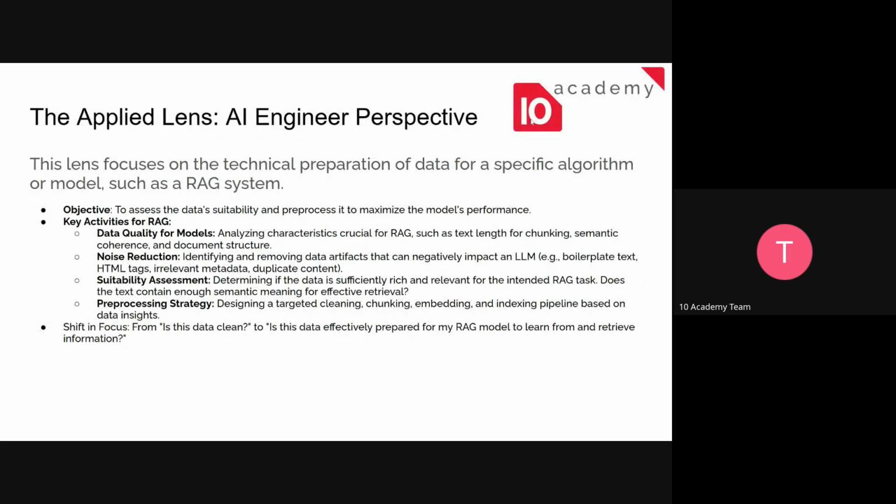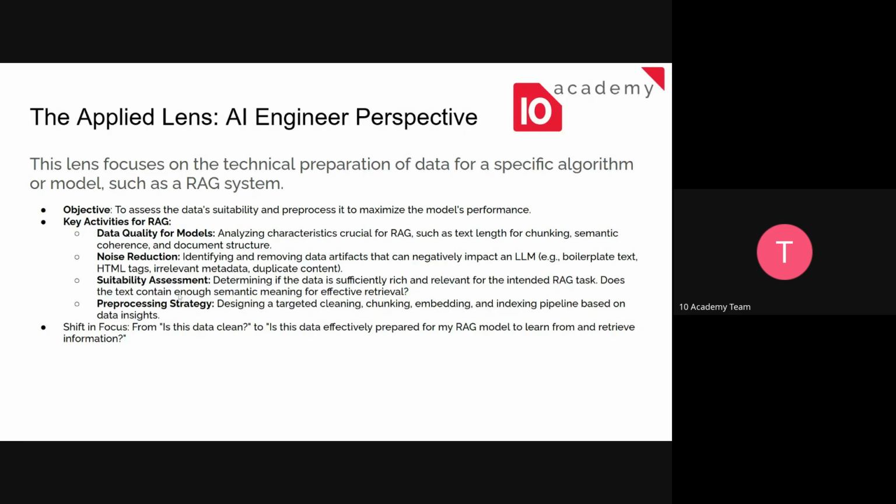Okay. So what matters for this kind of system, for RAG, is the data quality for models, and noise reduction: identifying and removing data artifacts that can negatively impact the pipeline. They might be HTML tags, any type of irrelevant metadata, or duplicate content. They are considered noise and need to be reduced. Otherwise, they are going to be information that is not that useful, or they are going to disturb the chunking and embedding steps.